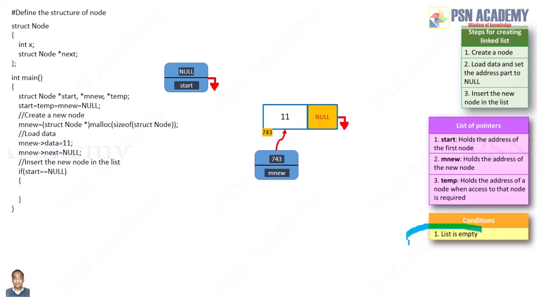Now, the list is empty. That means the start points to null, and mNew points to the newly created node as usual. Then the start should point to 743, right? Because 743 is the address of the new node. So it will go like this, 743, and it will look something like this. So you write start equal to mNew.